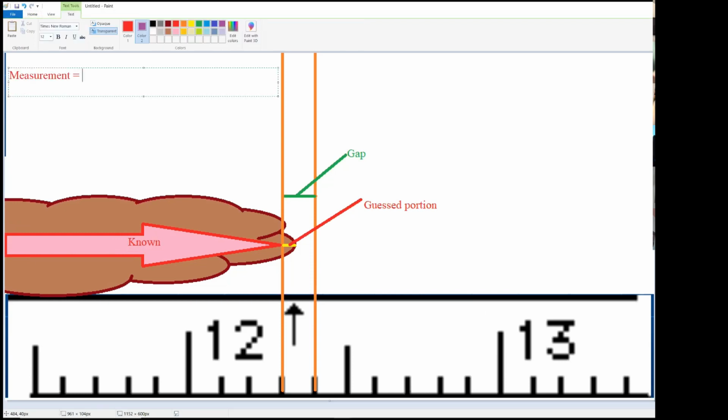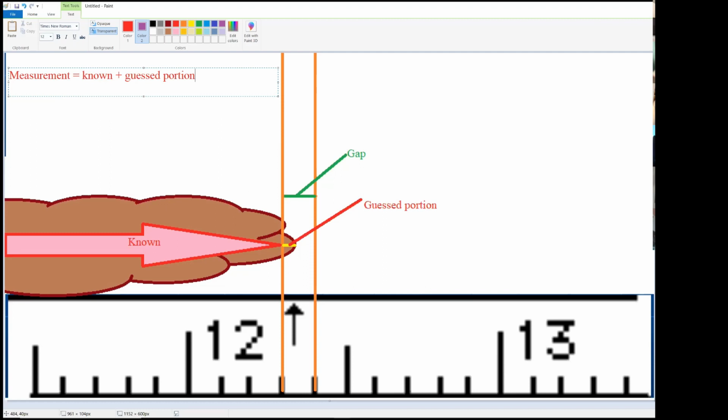The total measurement is equal to the known portion plus the guessed portion. Is anyone not clear on that? That the total measurement of that goat stool is the known portion plus the guessed portion. To get the known portion, you simply look at the numbered lines or you count the lines.